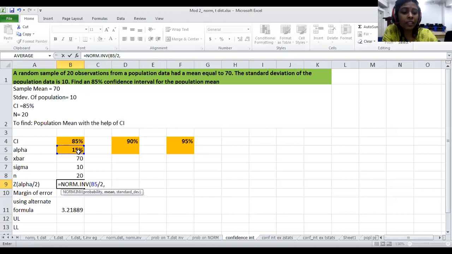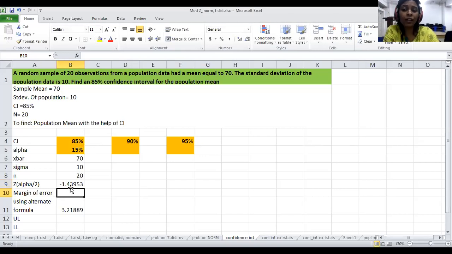Then for the normal distribution, we know that the mean is 0 and the standard deviation is 1. For a normal distribution by default you need to remember your mean is 0 and your standard deviation is 1. Therefore these two values that you give for a normal distribution will always be constant, irrespective of whether it is given in the question or not. If you're using a normal distribution, just put mean 0, standard deviation 1. Okay, do this and click on enter. So you will get some value of minus 1.43953 as your value. Fine.